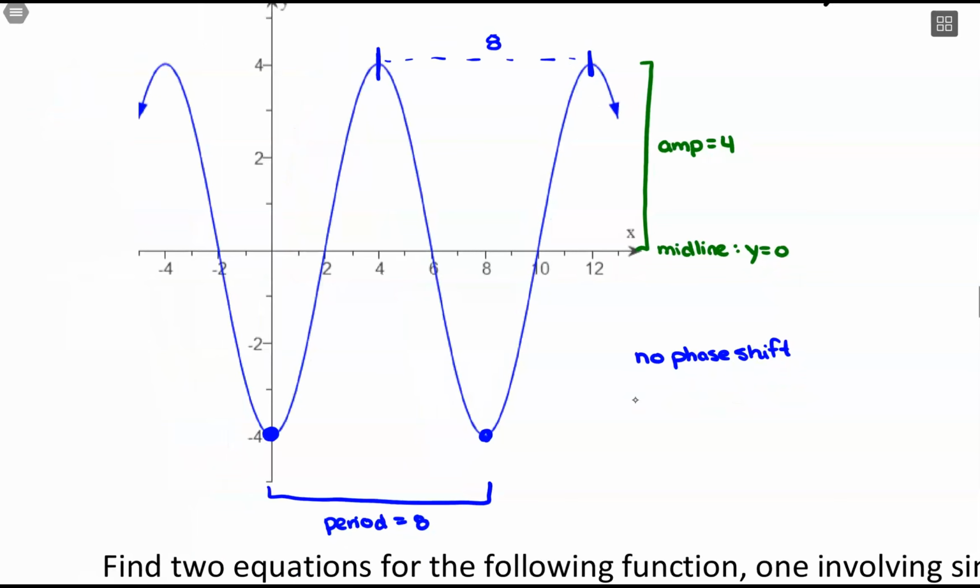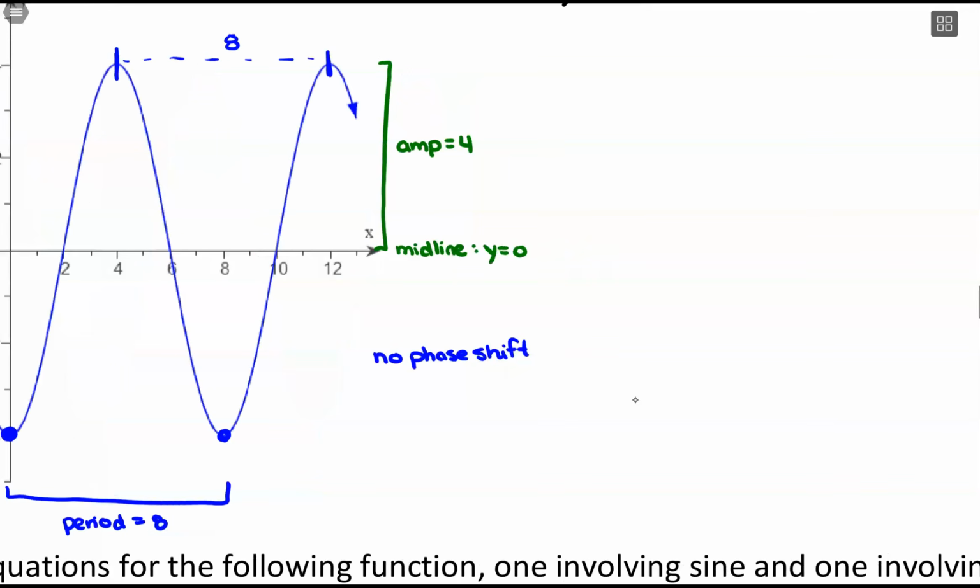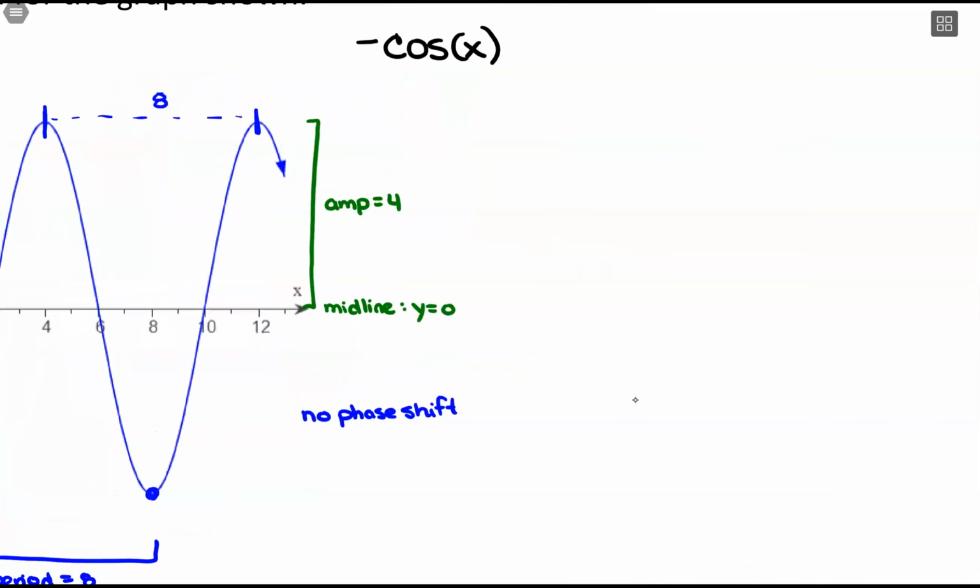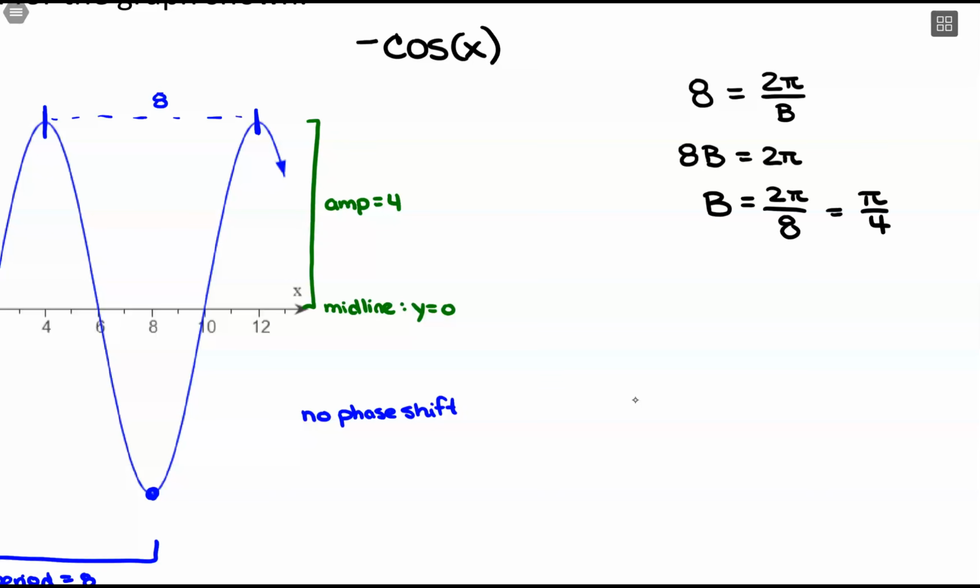All right, so with that, first thing I'm going to do is find b. So we found the period of 8 is equal to 2 pi over b. We could do the cross multiplication, or you could think of multiplying both sides by b. So we're going to have 8b equals 2 pi. Divide both sides by 8. So that's going to be pi over 4.